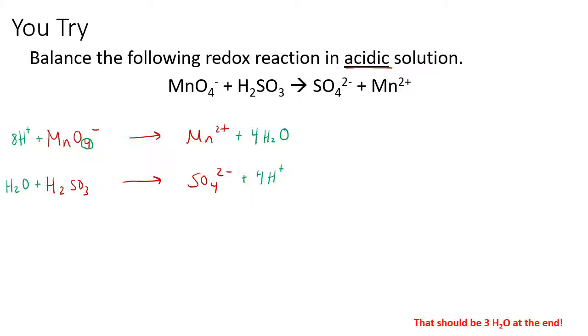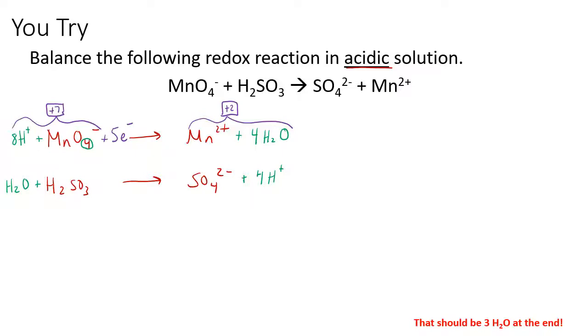For charges, we have to figure out what the total charge on each side is. We have 8 hydrogen ions and 1 permanganate that has a negative charge, so our total charge on the left-hand side is +7. On the right-hand side, we have 4 waters, which are neutral, and we have 1 Mn, which is a 2+ charge. So we have a +2 for our total charge on the right-hand side. We can make our +7 come down to a +2 by adding 5 electrons to the left-hand side of the top half reaction.